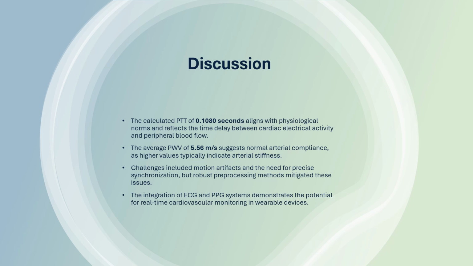Our calculated PTT value of 0.1080 seconds aligns with typical physiological ranges. This value represents the time delay between the heart's electrical activity and the arrival of blood flow at the fingertip. The corresponding pulse wave velocity of 5.56 meters per second suggests normal arterial compliance, as higher values would indicate arterial stiffness. Challenges included minor motion artifacts, but we mitigated these issues using robust filtering methods in MATLAB.